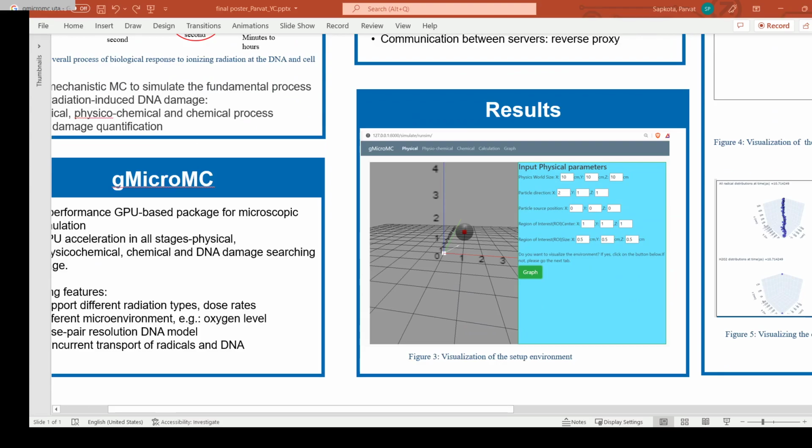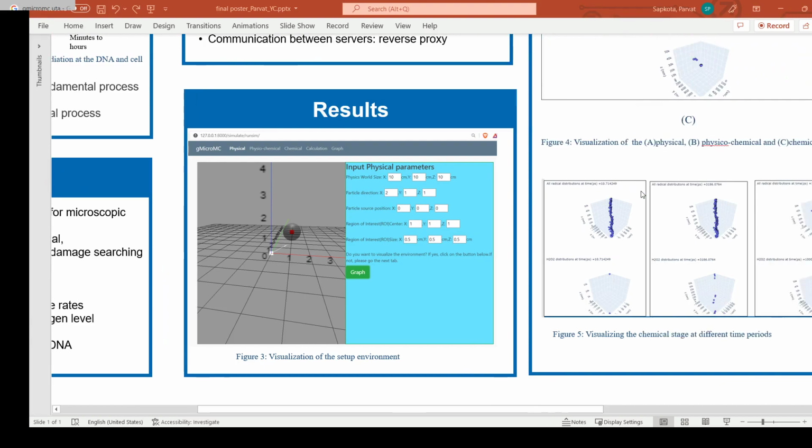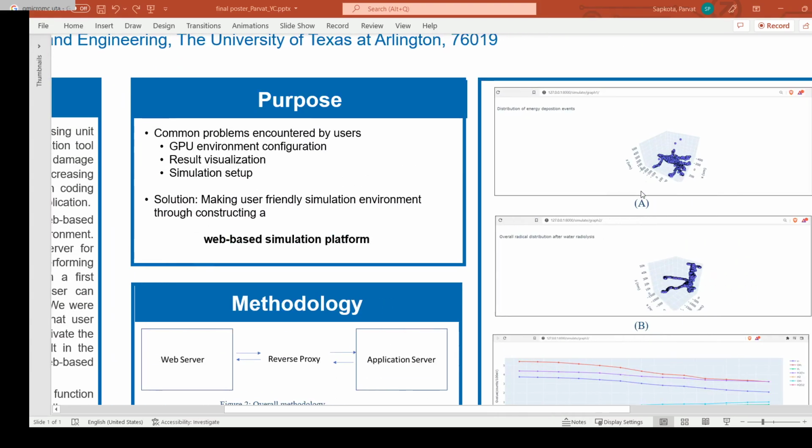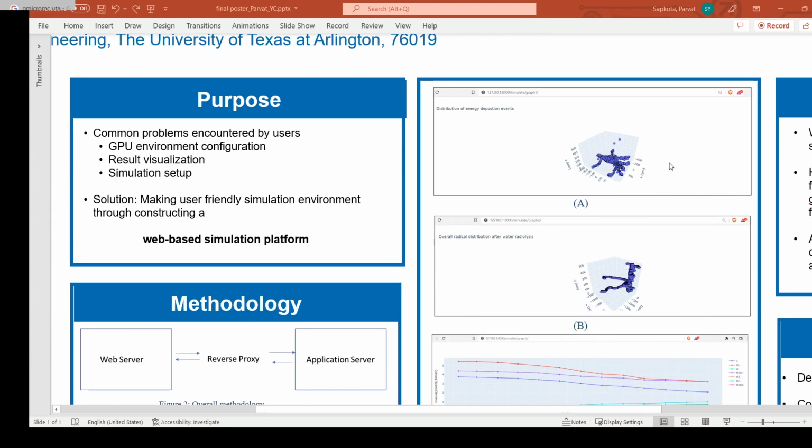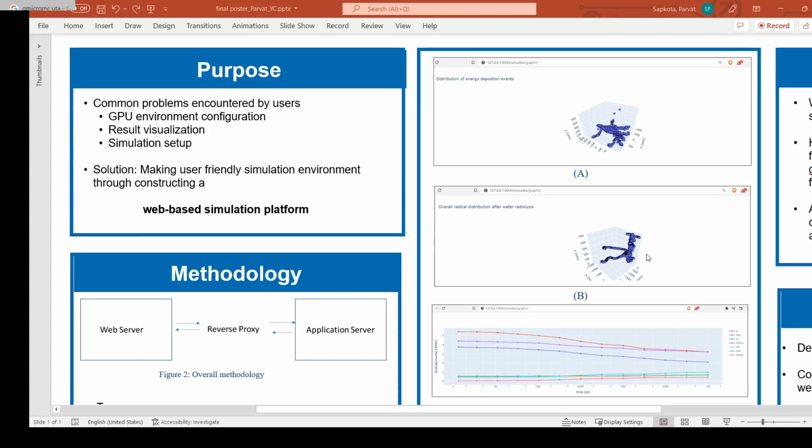In our results, we were able to develop the first version of the G-microMC platform. This figure shows how the user can easily visualize the environment that they have set up. Here, they will input the parameters and they will visualize the environment over here. This figure shows the visualization of the physical states. Here, the figure shows the distribution of energy deposition events. This figure shows the visualization of the physicochemical states. Here, the figure shows the distribution of radicals after water radiolysis.